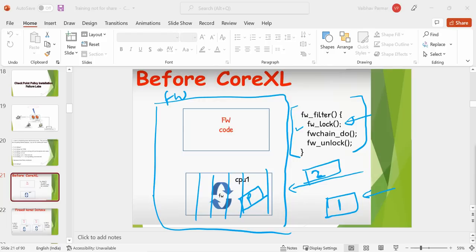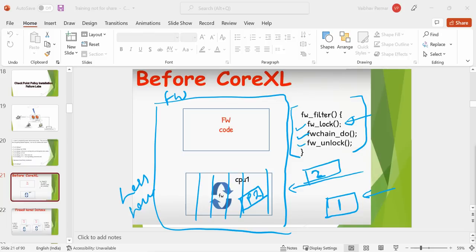So the firewall is at the lock stage now. Packet two comes and sees that packet one is still processing. Once the processing is done, the firewall unlocks its code and allows the second packet to be processed. Having such an arrangement gave you less throughput, less performance, everything less.